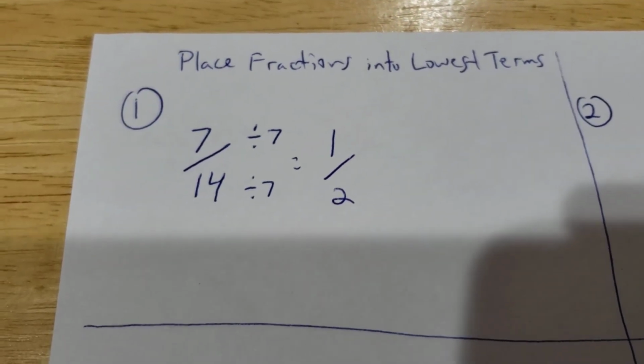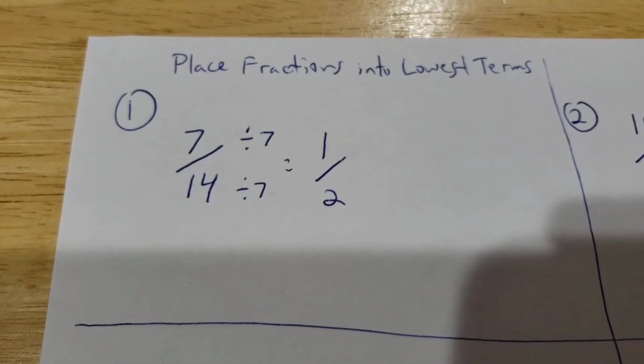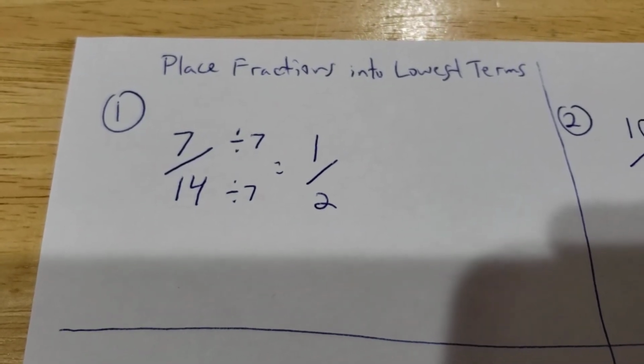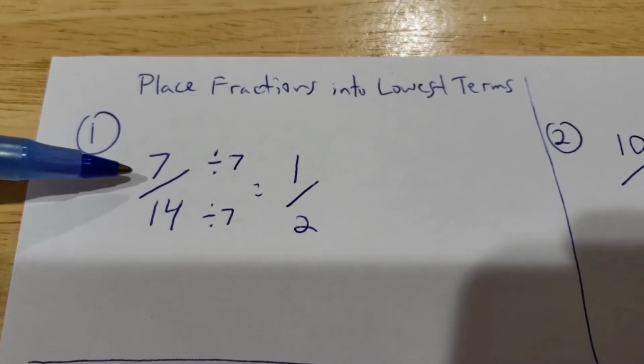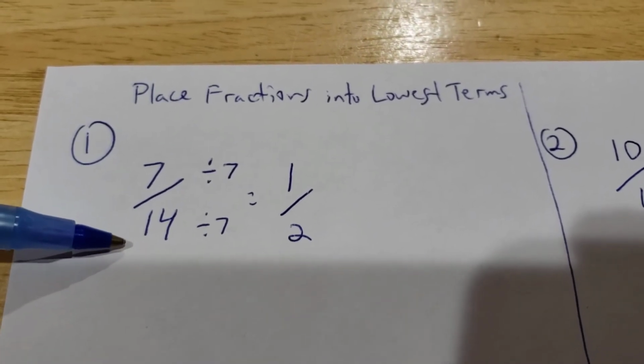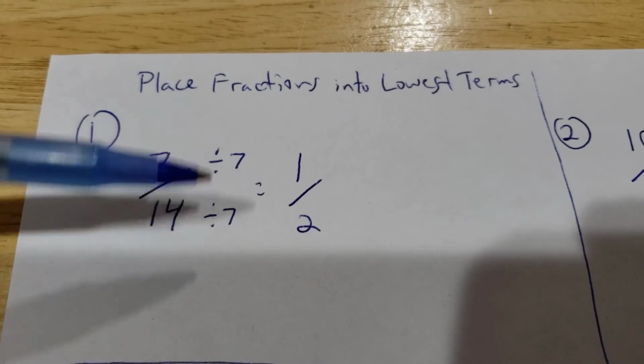I want to be able to help you place fractions into lowest terms. We have a quick review here today, and really all I have to do is take the numerator, which is the top number of a fraction, and the denominator, which is the bottom number of the fraction, and divide those both by the same number.